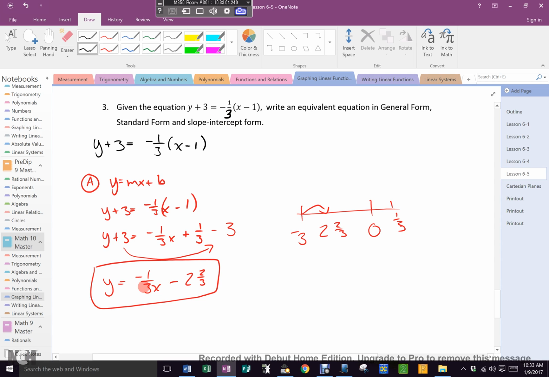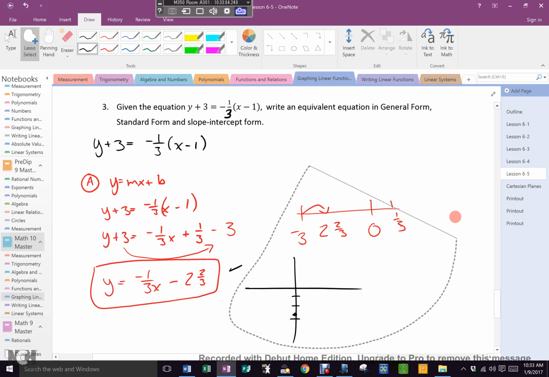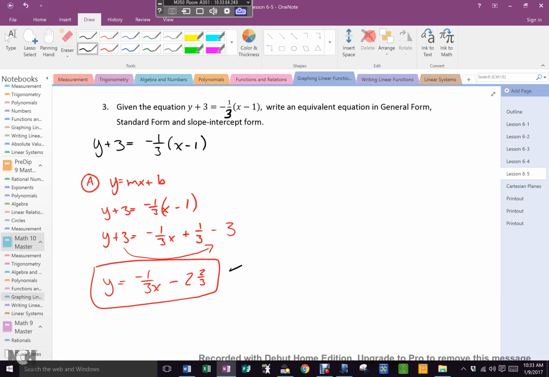Is that allowed in slope-intercept form? Can I find an intercept of negative 2 2/3? It'd be right there, yes? So am I okay? Am I done? Yes or no? Yeah. So I have one of them done, right? So what's the next one you want to do?